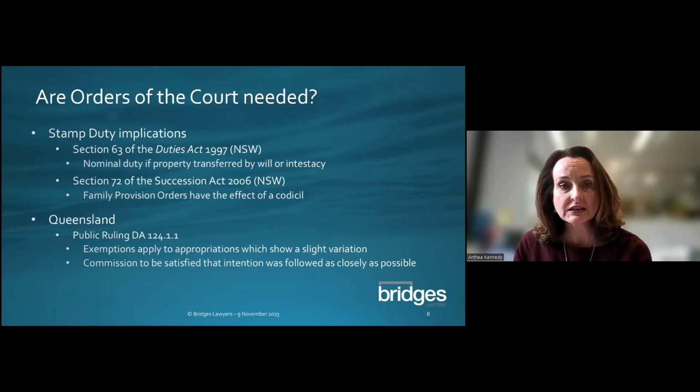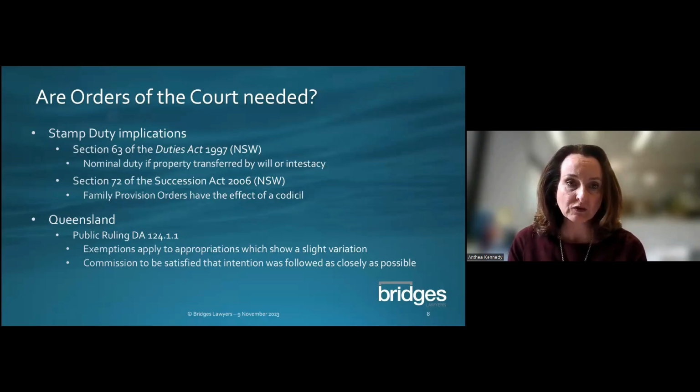So in New South Wales, Section 63 of the Duties Act indicates that there will be nominal duty if there's property transferred to a beneficiary by will or intestacy. Where there's an order of the court, Section 72 of the Succession Act states that family provision orders have the effect of a codicil, and there's a duty ruling which states that if there's a transfer pursuant to a family provision order, that will have the same effect as if it was property transferred by will, and nominal duty will be paid.